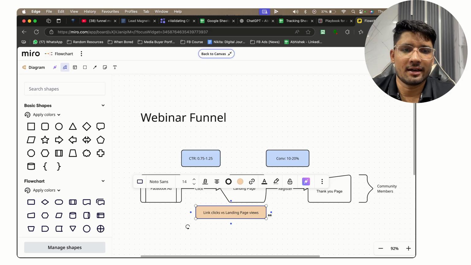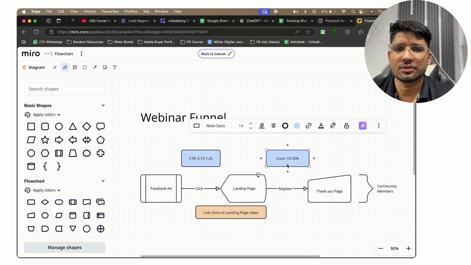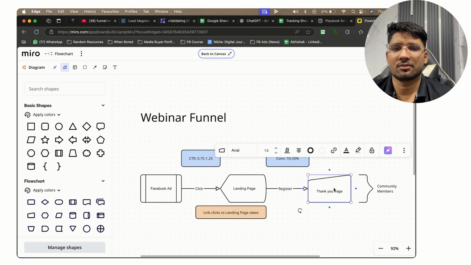Okay. And for conversion, we expect 10 to 20% of people to actually register for the workshop or webinar that we are planning to do. Okay. And we put our trigger on the actual thank you page. That's where, whoever is reaching it, Facebook considers them as positive people who have come and registered on this thank you page.